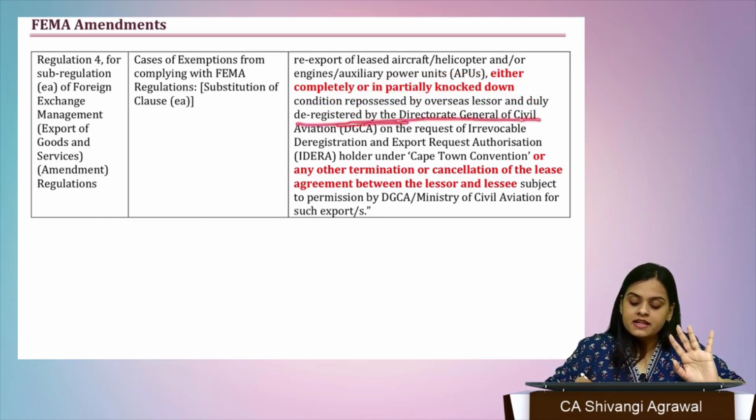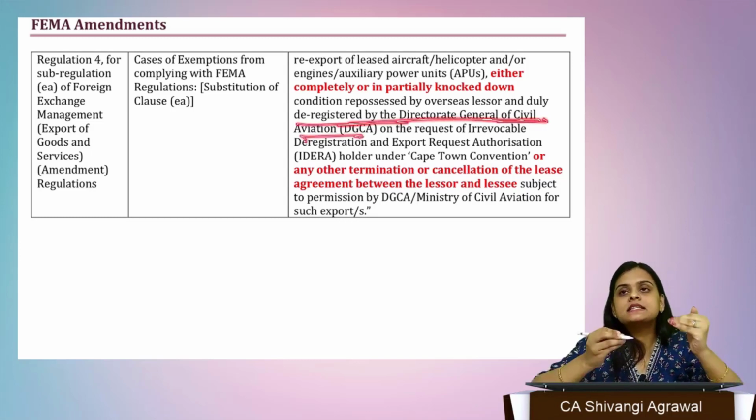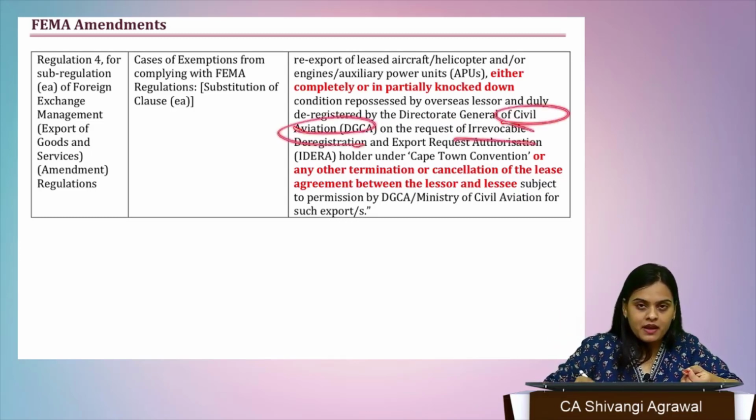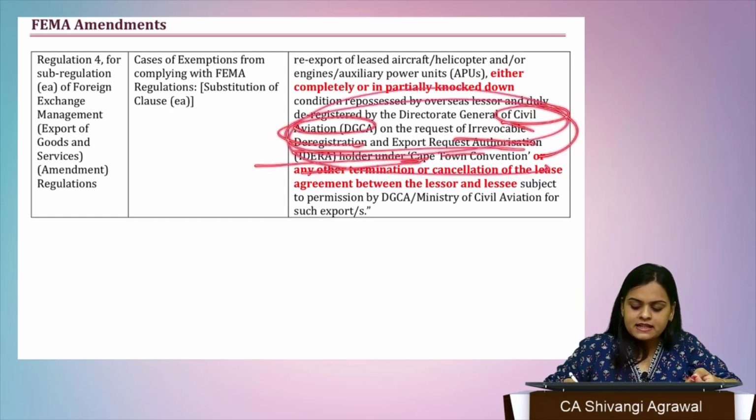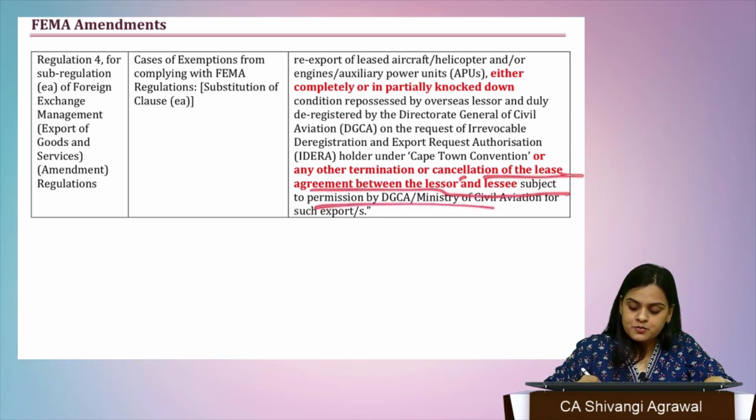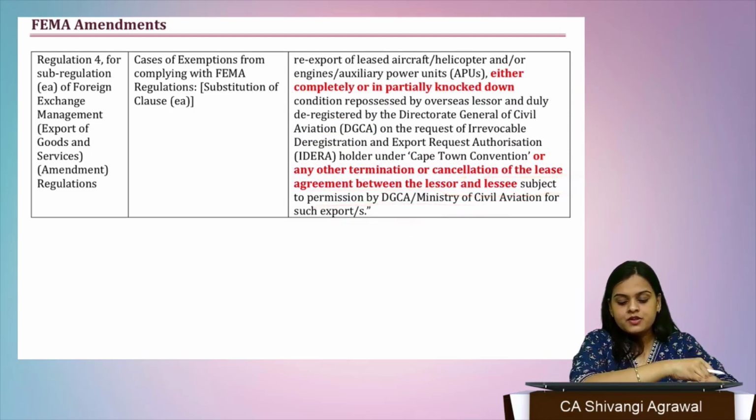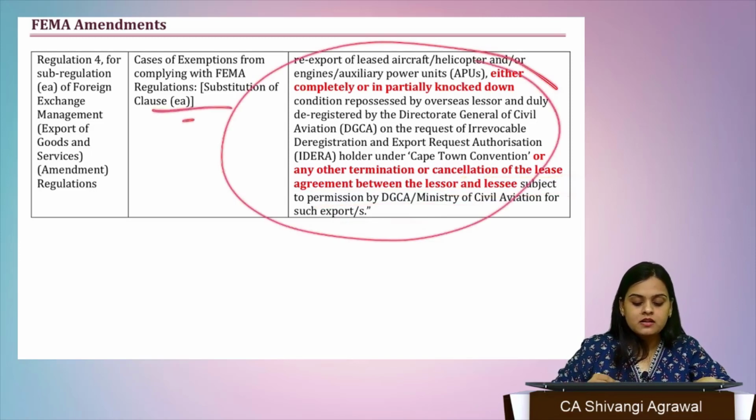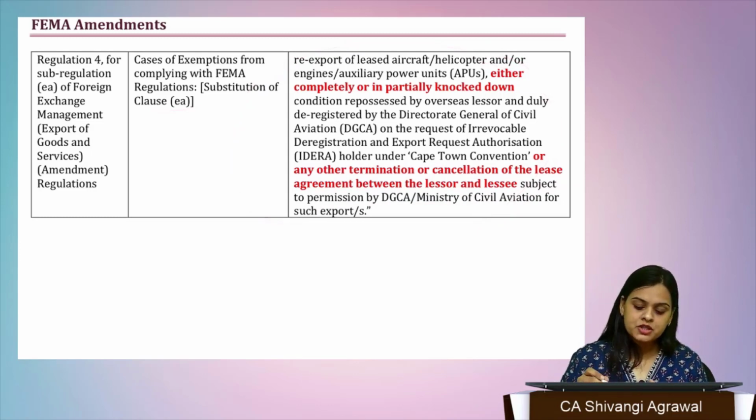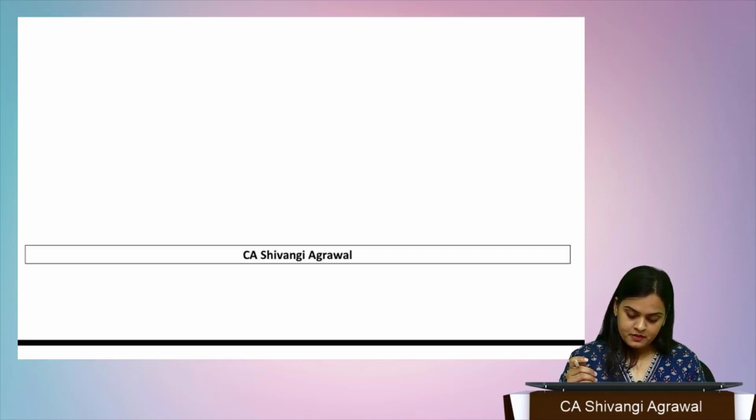duly deregistered by the Directorate General of Civil Aviation. These are the necessary permissions that you need to take. Of course, if I want to import an aircraft, I need to take permission from Civil Aviation, right? So all those legal formalities. Now, either because the lease has been terminated or it has been cancelled, subject to permission of the ministry. Okay, so if this is happening, this is also a case where you don't have to comply with all those regulations. So without furnishing the declaration, you can do this. Clear? Okay.